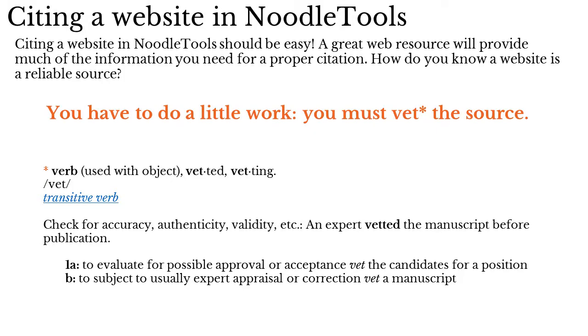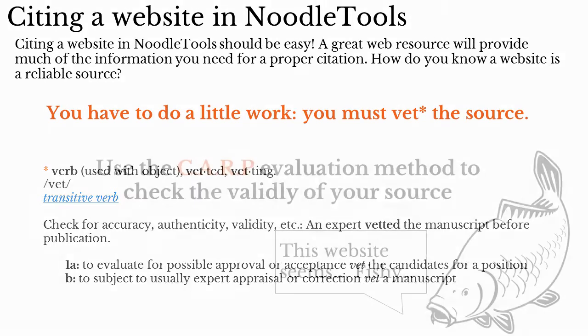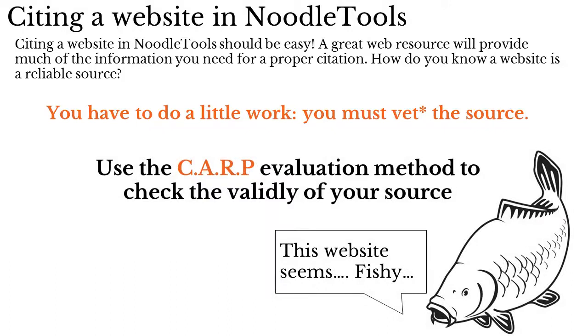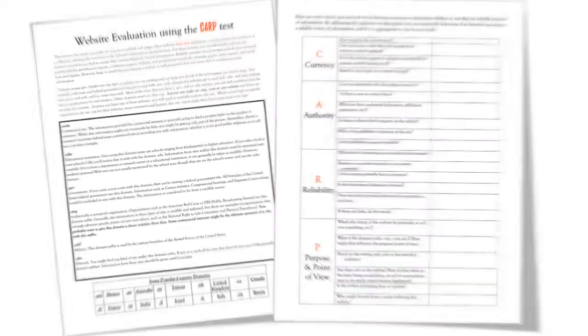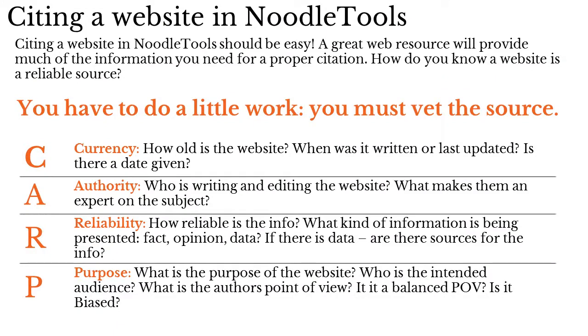By vetting a resource, I mean you're going to have to evaluate the source, look for its strengths, weaknesses, and potential biases. To make this easier, you can use the CARP model of website evaluation. I have a worksheet that poses questions to help determine if a source is worth your time.